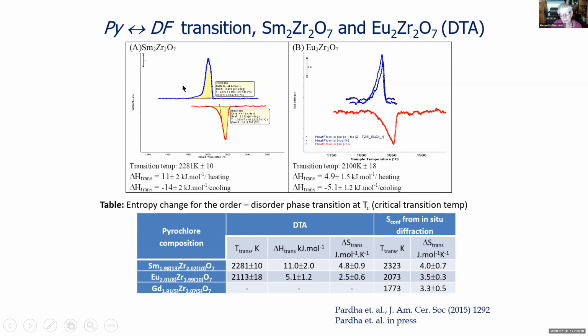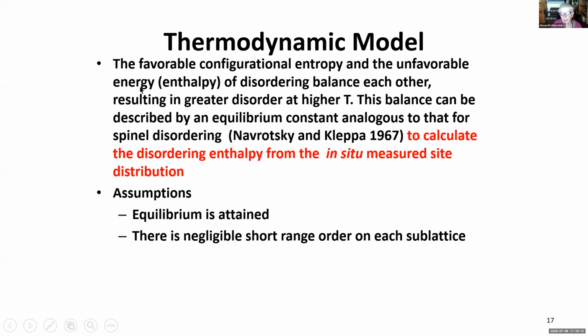We have used the high temperature structural studies to create a thermodynamic model for the disordering. The thermodynamic model essentially takes the cation distributions and oxygen distributions that we've measured from the synchrotron diffraction and fits them to a simple model of the disordering.